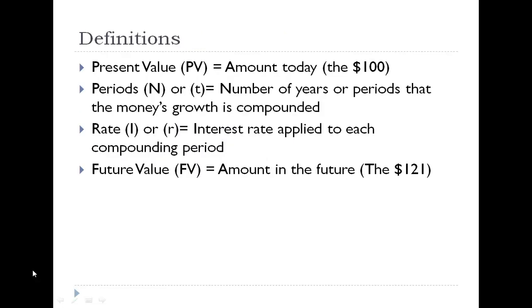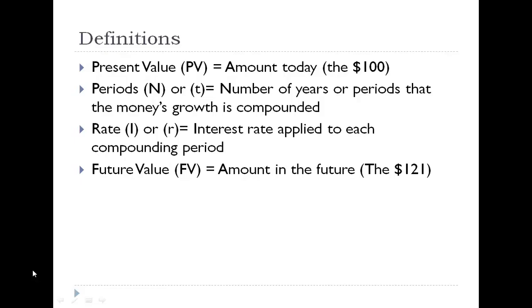Some definitions that we need to be aware of, and these are used throughout all of the time value of money equations, are present value. The notation is usually PV, and that refers to the amount of money today or to the amount of money at the beginning of the time period in question. So in this example, it would refer to the $100 we've invested.